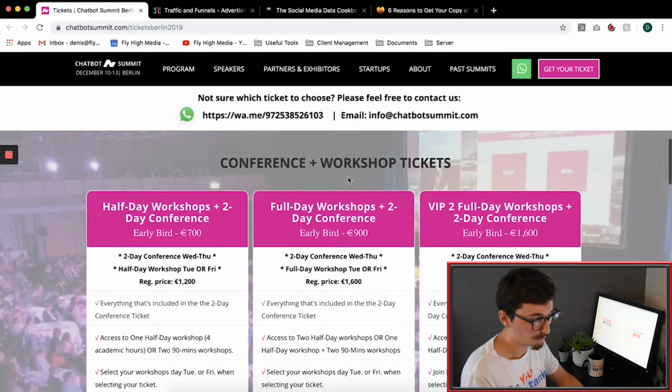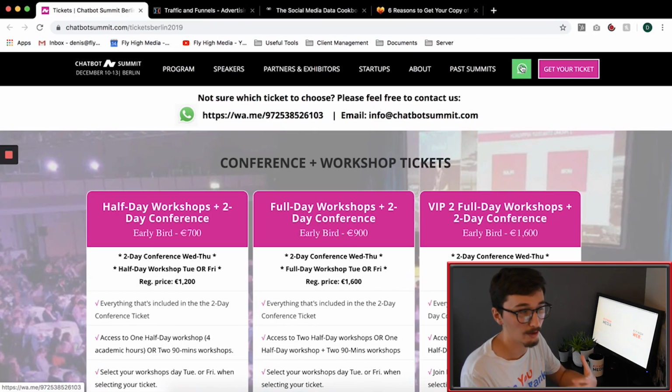You can even get in touch with them on WhatsApp if that's your thing. That's here as well. I assume if I was on mobile and I clicked this, it would actually take me to their number for support about the event and things like that. So that's quite a neat thing to have.